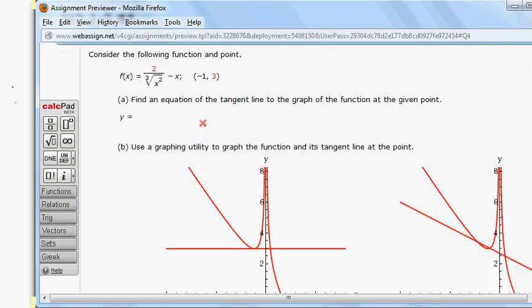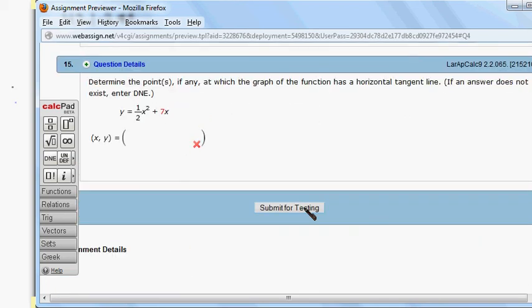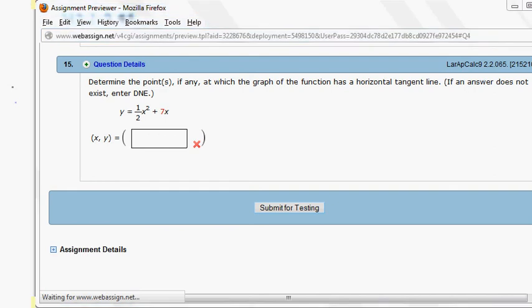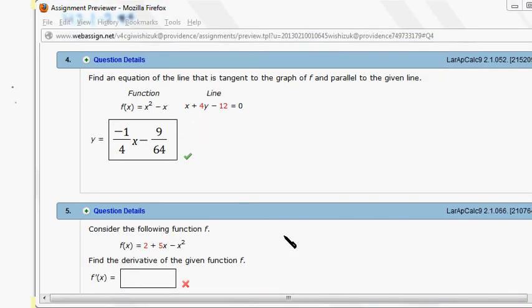Let's check the answer. Okay, it came back as correct. That's it. I hope that this was clear.